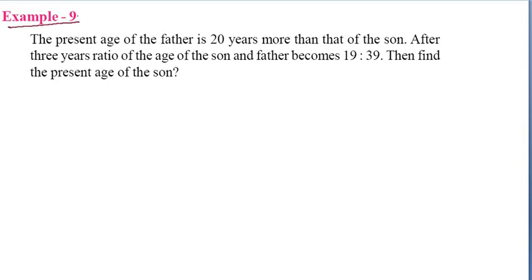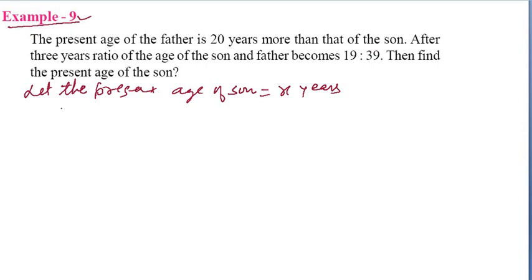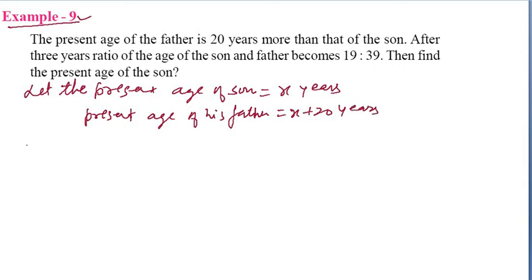Now come to example 9. What is in example 9? The present age of the father is 20 years more than that of the son. So let the present age of the son be equal to x years. His father, the present age of his father, will be equal to 20 more than that, that means x plus 20 years. Let us do it according to the question. According to the question.